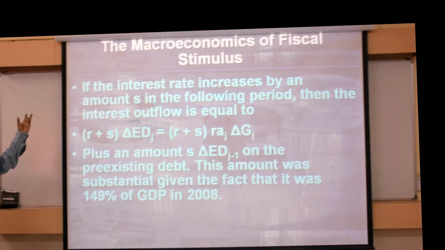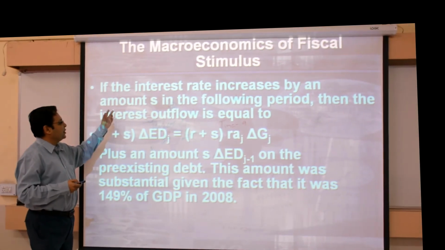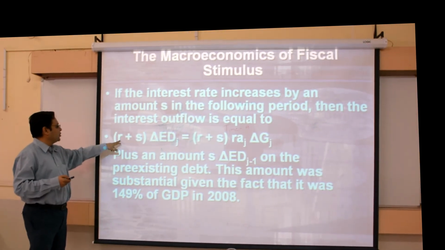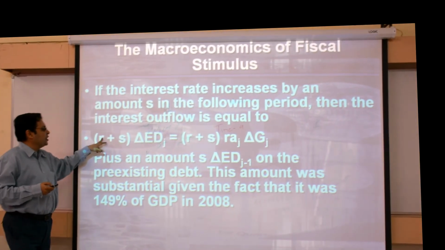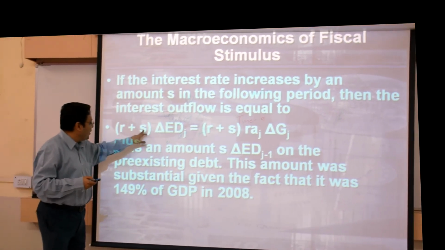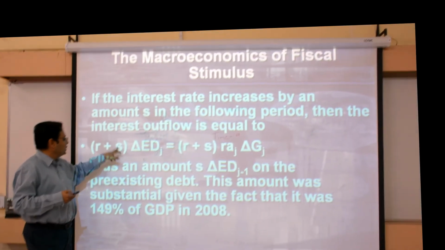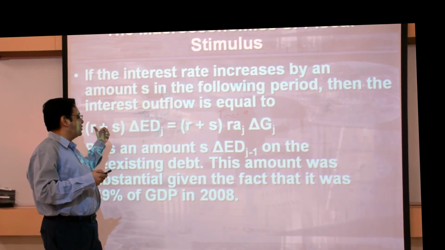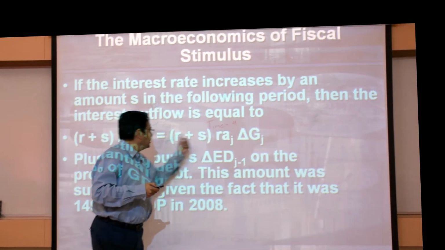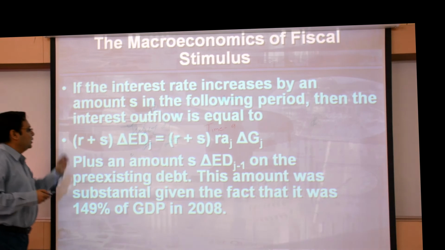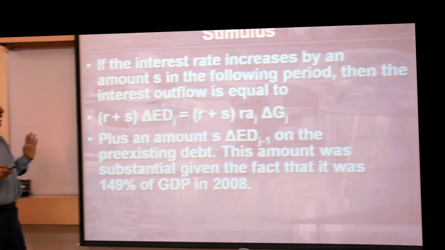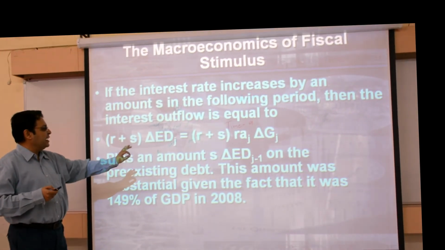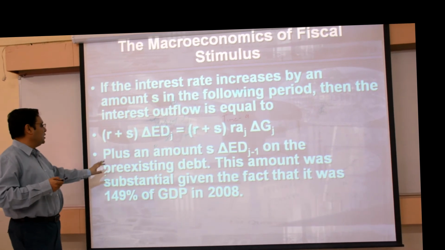If we assume that the interest rate increases by an amount S in the following period, then the interest outflow would be, let's say the interest rate was R, let's say 10%, and in the next year it increased by 1%, so it became 11%. So the outflow is going to be R plus S times delta EDJ, and we apply the same equation. Instead of R times this, we have added R plus S times RAJ delta GJ. Now, therefore, plus an amount S delta EDJ minus 1 on the pre-existing debt.